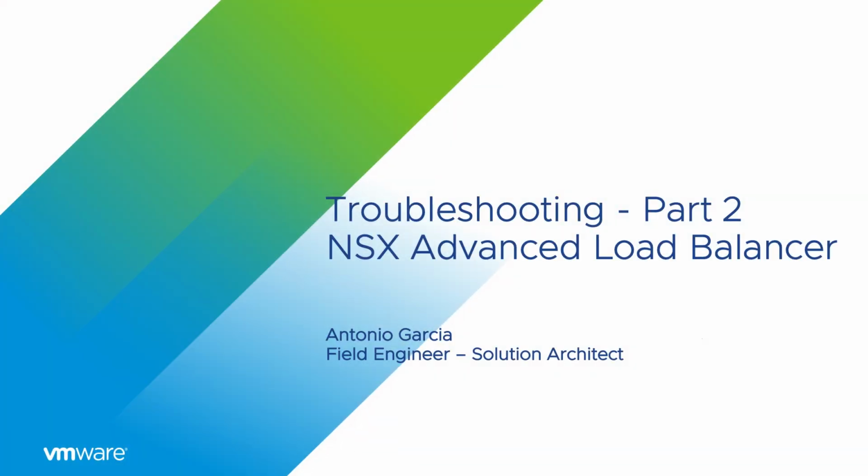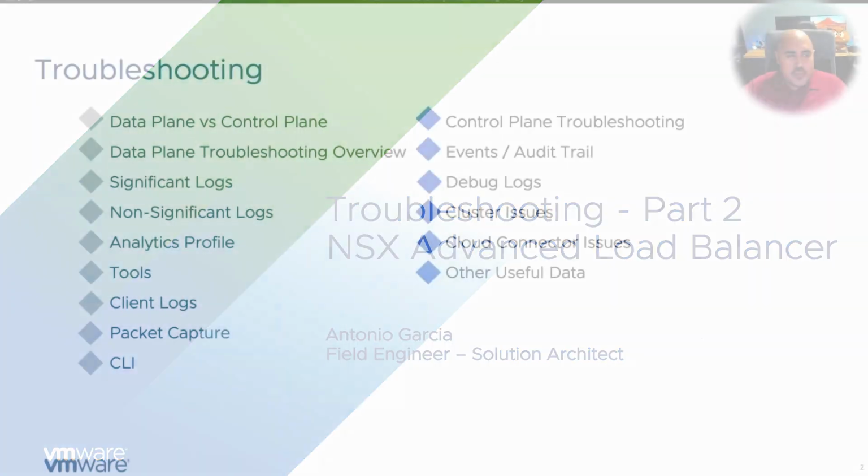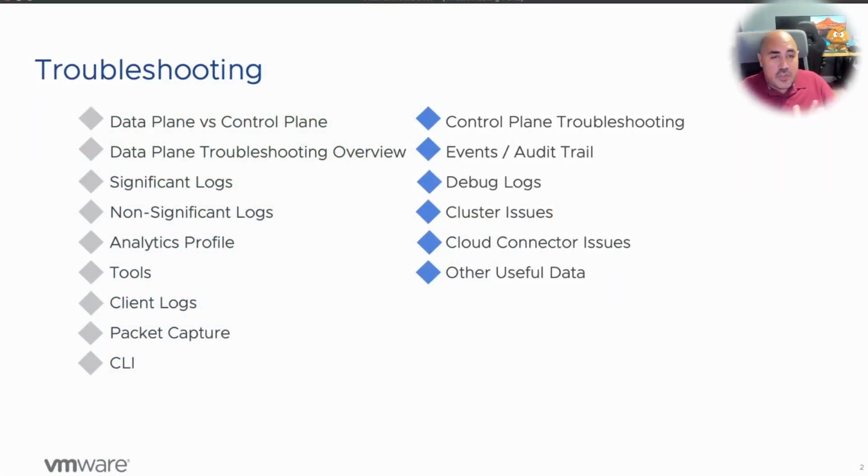Hello everyone. So today we're going to be discussing NSX Advanced Load Balancer Troubleshooting Part 2. In this video, we'll be discussing the following items: control plane troubleshooting, events, audit trail, debug logs, some scenarios about cluster issues and cloud connector issues, and other useful data you may need for troubleshooting those issues you may experience.